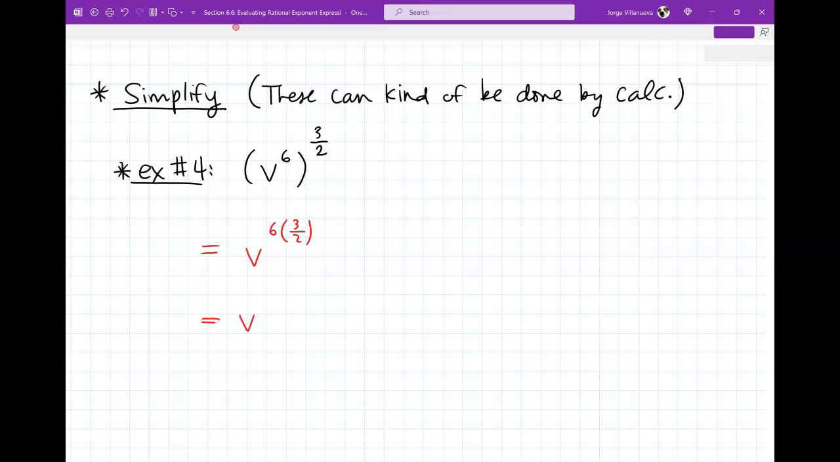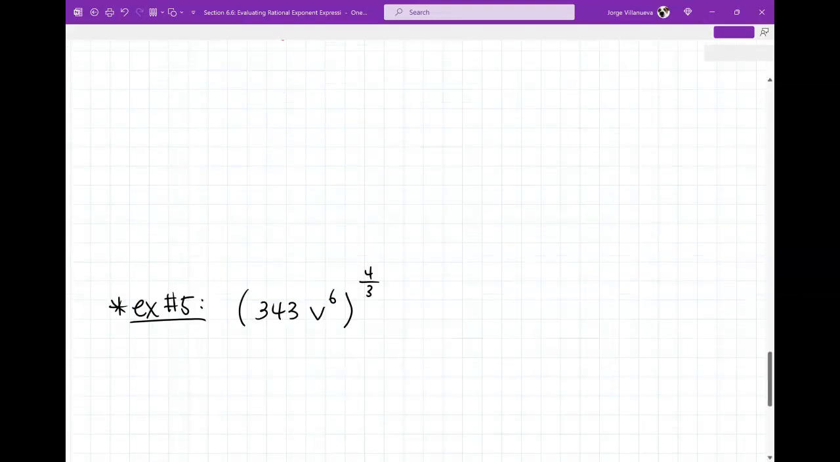Now, I'm not typing in v, by the way. I'm just doing 6 times 3 halves. 9. And I'm done. They just want us to simplify it as much as possible. Okay? So there you go. I took my power to a power, reduced, well, not reduced, but I guess I did reduce. 6 divided by 2 is 3, 3 times 3 is 9. But I fixed it up and I got my answer. So it's not bad. It's not too terrible. I just got to remember my property.